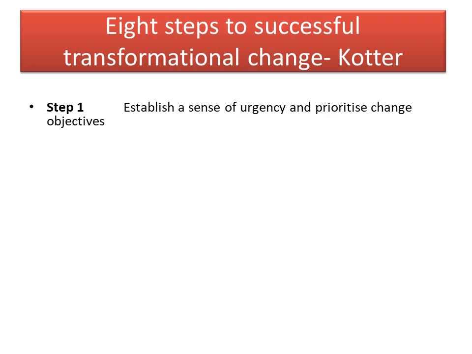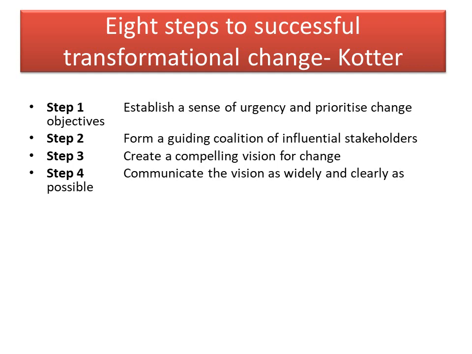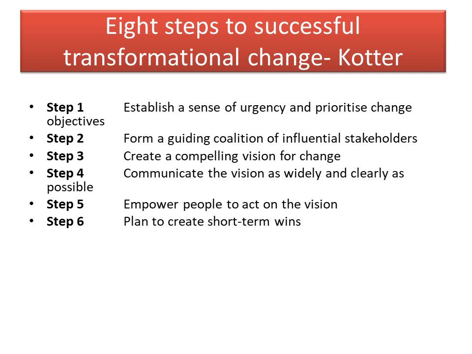The other very important model, one of my favourites and an examiner's favourite, is the transformational change model by Kotter, which is 8 steps. Step 1 is establish a sense of urgency and prioritise change objectives. Step 2, you need to form a guiding coalition of influential stakeholders, get a team together, get them on board and make sure they're influential. Create a vision for the change, which is compelling. Communicate this vision widely, clearly. Empower people to act on the vision. Plan to create short-term wins. Take the low-hanging fruit.